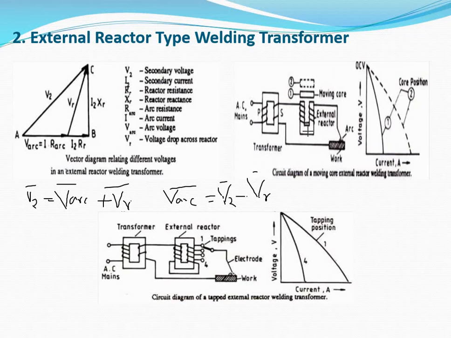The core of the moving core reactor is shown here. This consists of a fixed portion carrying the winding and the moving limb, which can be shifted towards or away from the fixed core by a suitable arrangement. Means we can vary the air gap between them.